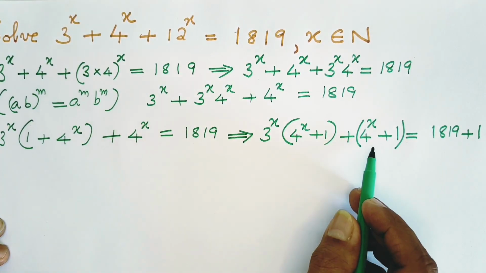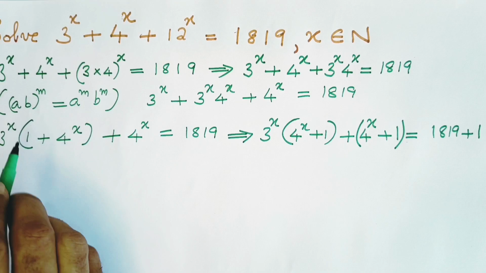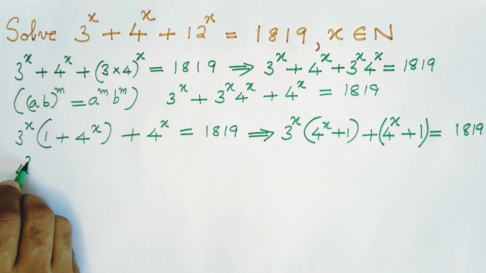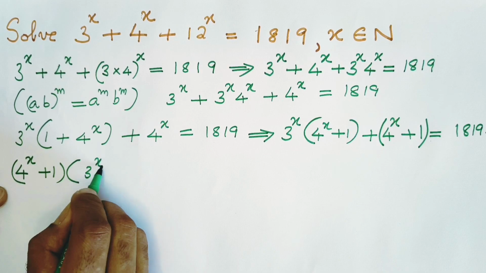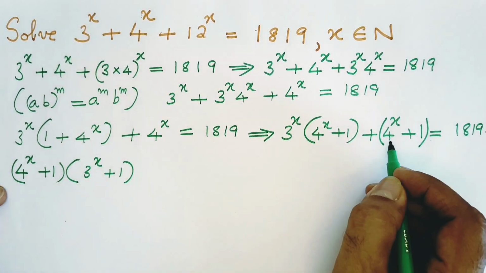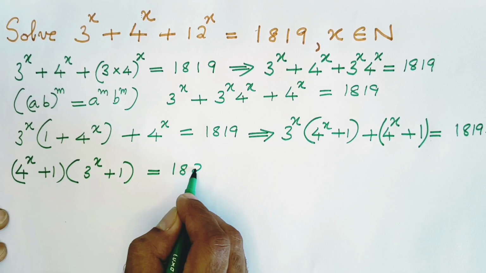Now let me put a bracket here. See, there are two terms where you see 4 to the power of x plus 1 being common. Again, let me factor it out. You will have 4 to the power of x plus 1, then inside, 3 to the power of x plus 1. That 1 is this multiplied by 1, equals 1820.